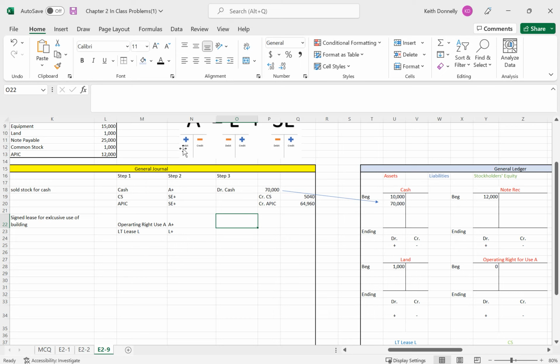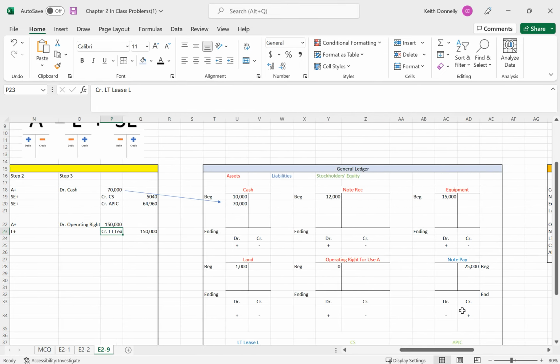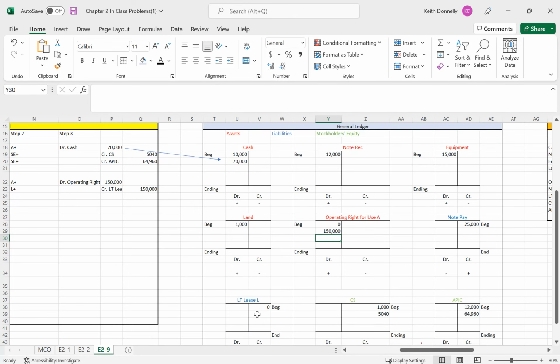So if we follow the key, asset plus, you're going to debit that operating right of use for, let's see how much it was for, 150,000, right? Then you're going to credit the long-term lease liability for 150,000, right? So then we're just going to carry these over. Let's find that operating right of use. We have to debit it there, right? And long-term lease liability is a credit, right? We took care of it.